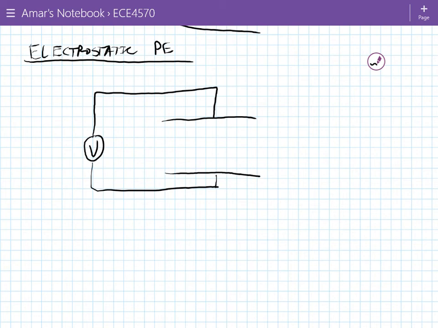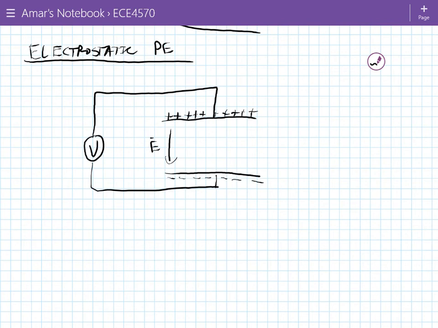All right, if we put a voltage source across two plates like this, what happens? It's capacitance, that's right. So I heard that there's a charge also. We have a buildup of positive charge on this side and a buildup of negative charge on this side, and we end up with an electric field that points this way.